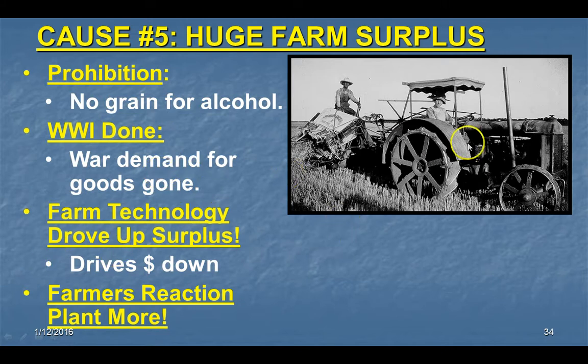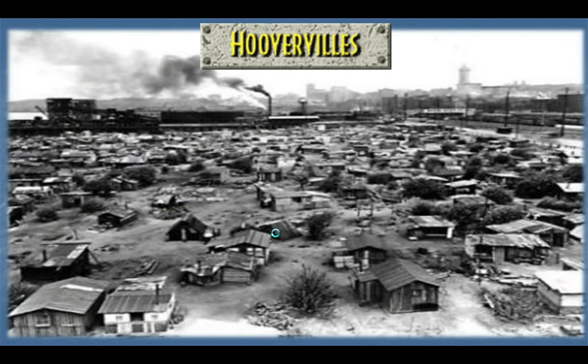Farm technology, these tractors that were bought during World War I, and farmers tended to continue to buy to grow more crops to meet their bills and their mortgages that they took out during World War I, causes that price to continue to plummet and continue to fall. So those are the five causes. It's multiple areas. It's not just one event like the stock market crash. It's a symptom. These are the causes. And this is what we start seeing around the country during Hoover's administration.